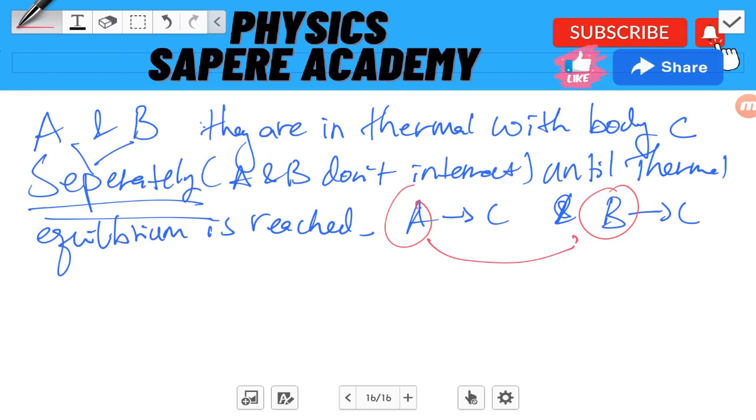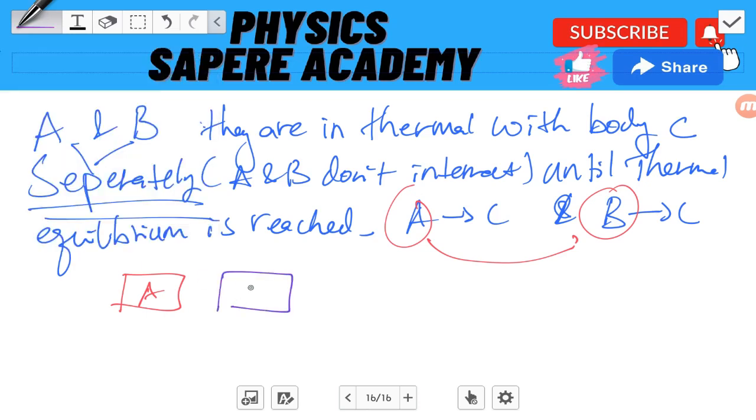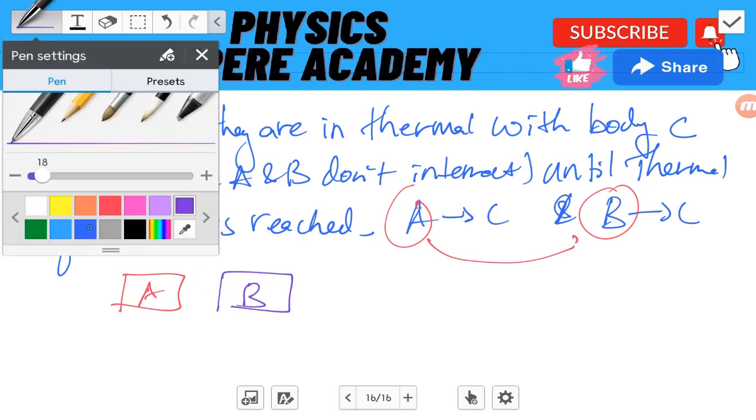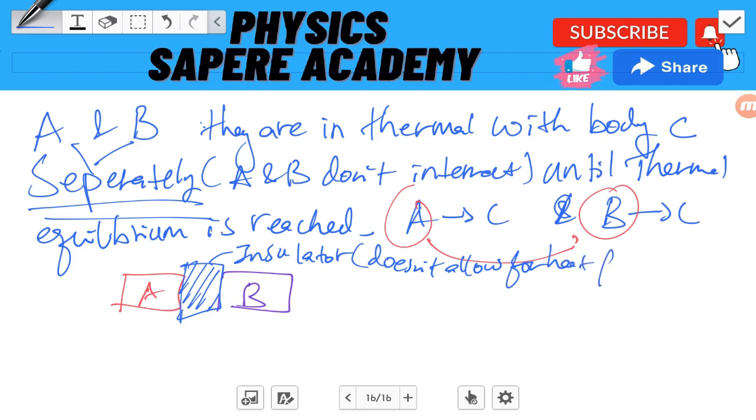Now, in system ለመሳል, suppose that this is body A, and suppose እዚህ ጋር ደግሞ I have body B. Now, let me suppose that መካከላቸው እዚህ we have an insulator. An insulator, that is, it doesn't allow for heat flow. So that heat flow አይኖርም A እና B መካከል.